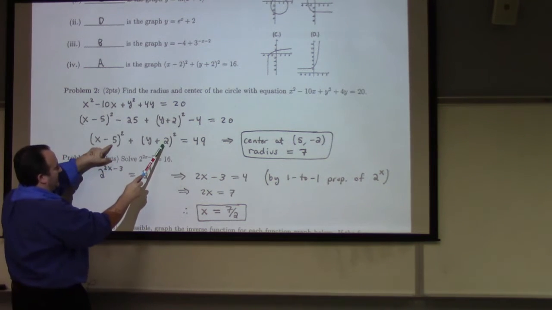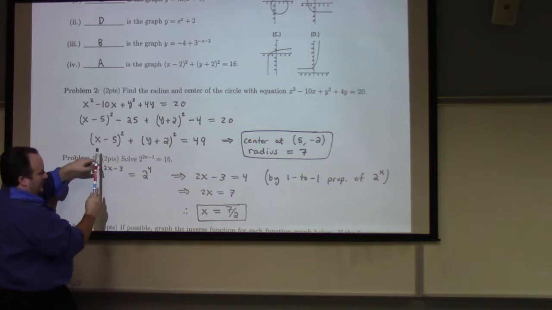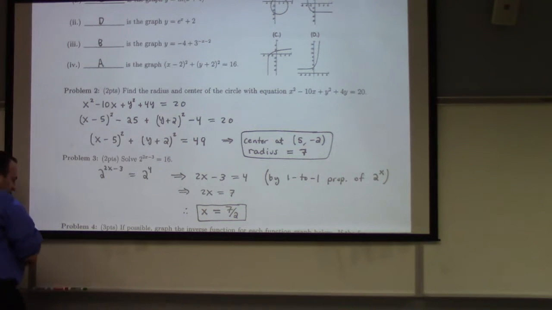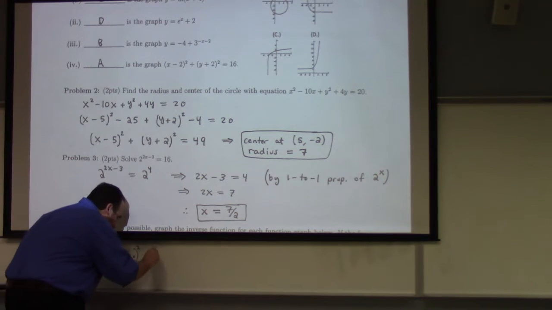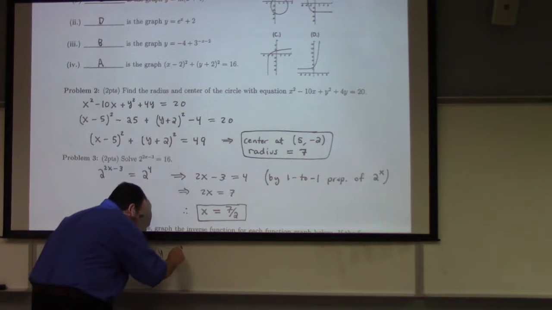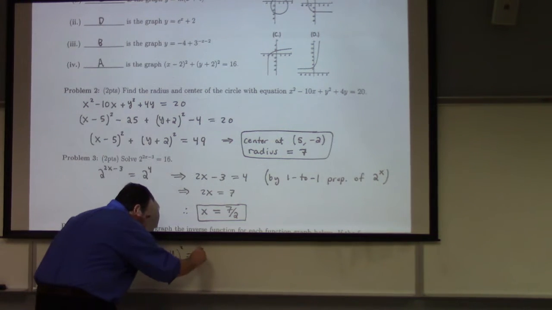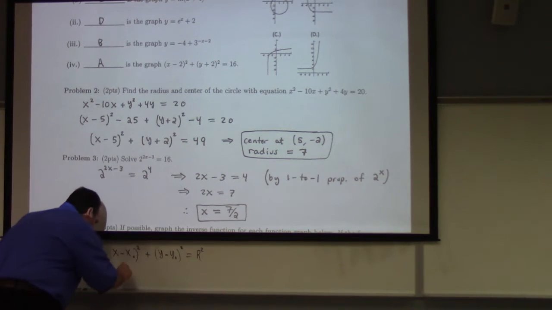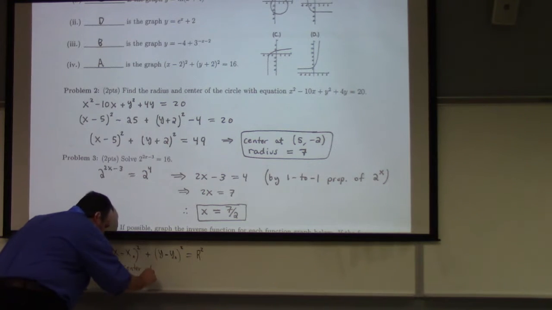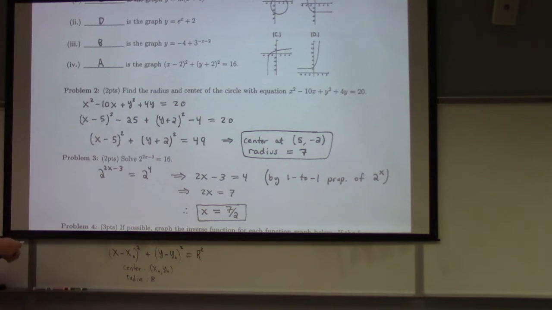So the center is 5, -2, because what was the equation for the circle? I'll write it down here for you guys. It's (x minus x naught) squared plus (y minus y naught) squared equals r squared. So I complete the square to make it match that pattern, and then once I have that, I can see that the center is where? It's at (x naught, y naught), and what's the radius? It's r. So for this one, it's the square root of 49, which is 7. So there's that problem.